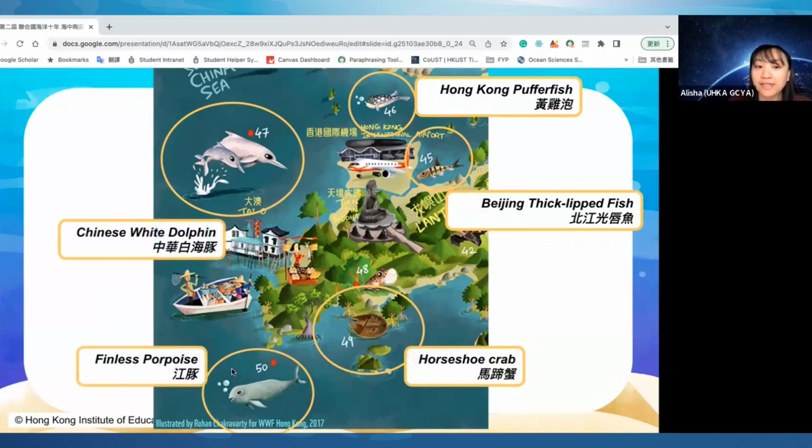The finless porpoise and the Chinese white dolphin are quite similar to each other in appearance, but the porpoise does not have a dorsal fin on its back. So this is the major difference between the Chinese white dolphin and the finless porpoise. If you can see them in the wild, it is very hard to see the finless porpoise because they are pretty shy.